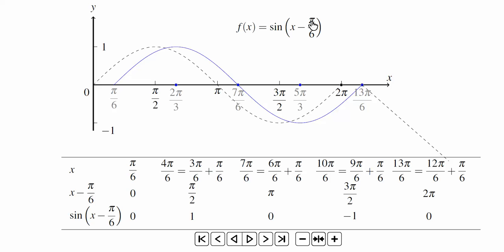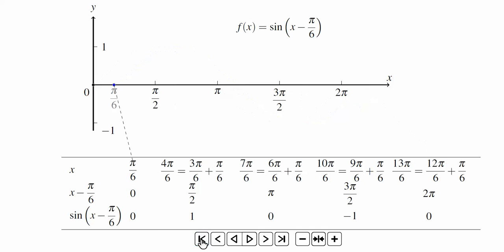Let's see how we are going to graph f of x equals sine of x minus pi over 6. We know sine x is the graph of this dotted line. Sine x starts from the origin, and then gets to the maximum value at pi over 2, and the maximum value is 1.